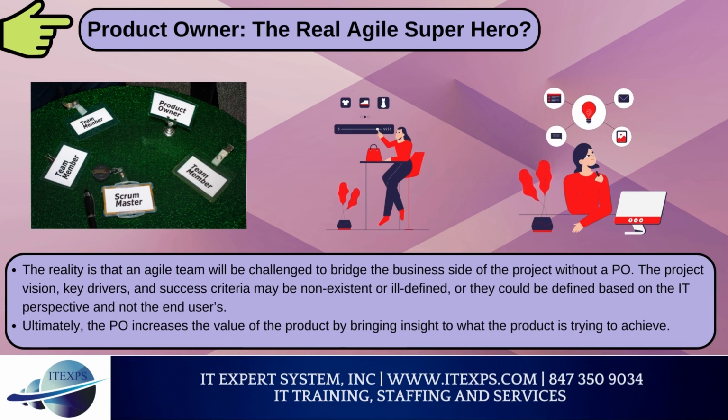Product owner, the real Agile superhero? The reality is that an Agile team will be challenged to bridge the business side of the project without a PO. The project vision, key drivers, and success criteria may be non-existent or ill-defined, or they could be defined based on the IT perspective and not the end users'. Ultimately, the PO increases the value of the product by bringing insight to what the product is trying to achieve. It is possible to get good results from an Agile team without a PO. The BA can indeed replace it, as long as he is able to step in as the superhero and play the PO role.